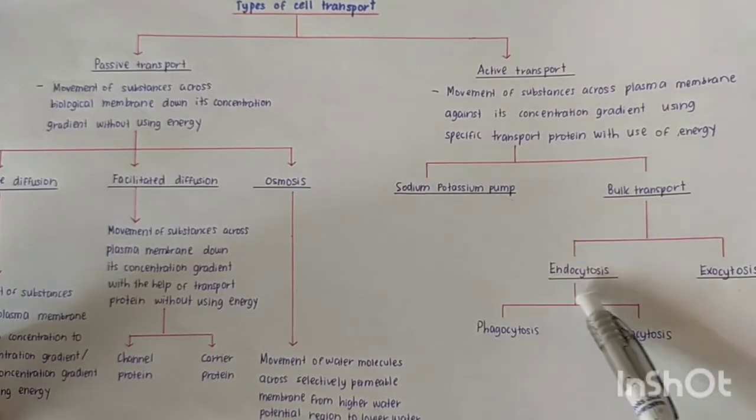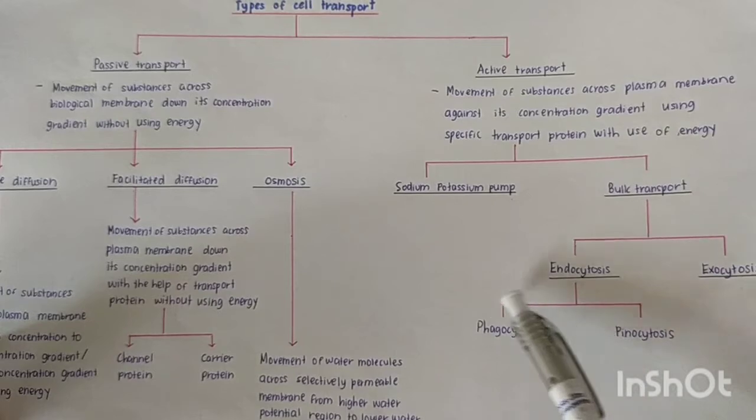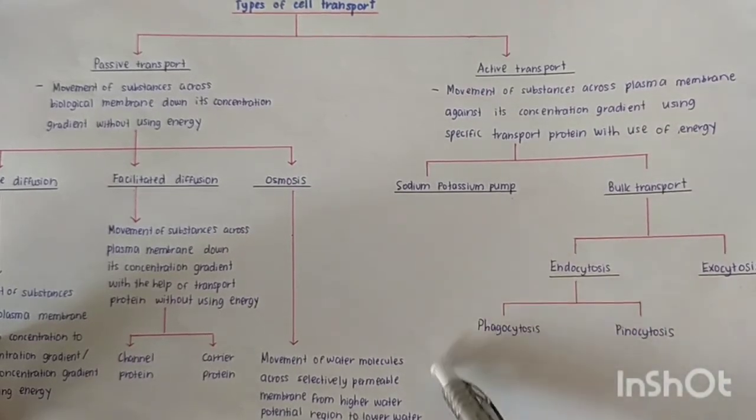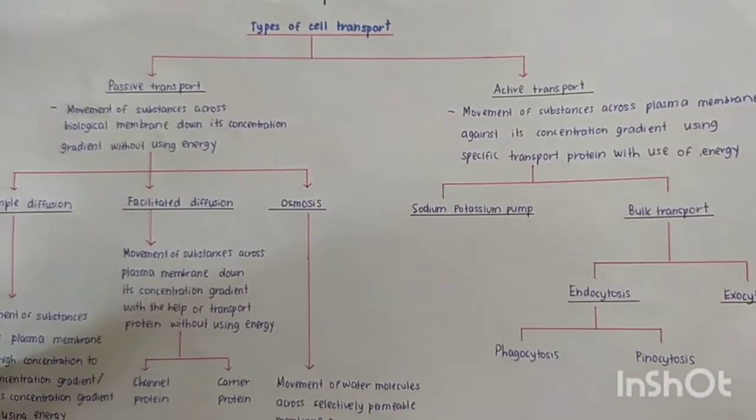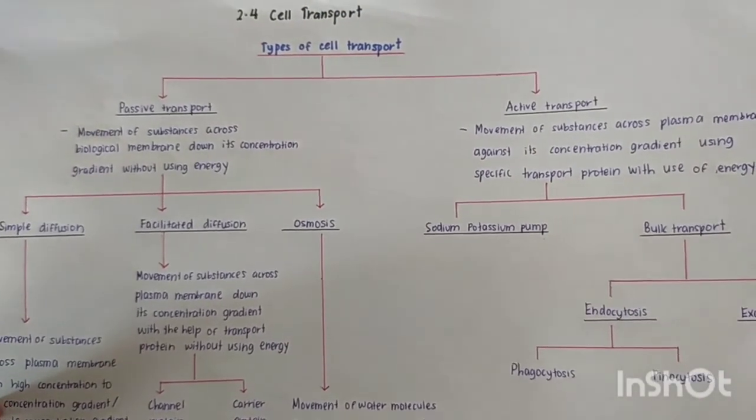For endocytosis, there are two processes involved: the first one we call phagocytosis, the other one pinocytosis. So this is the overview of the cell transport.